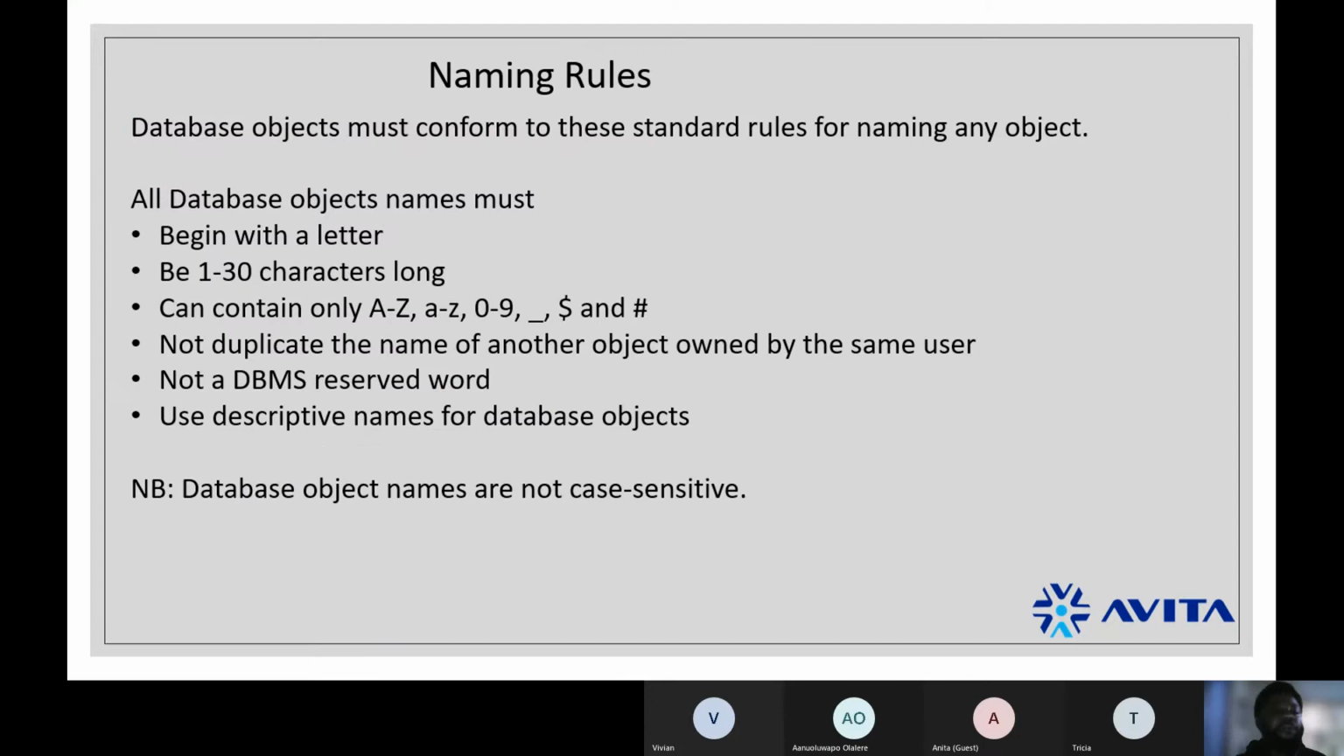Awesome. Naming rules. How do you name an object on the database? If you have been in my R class, or my SQL class before, or in any programming class before, you understand naming rules. Naming an object in SQL follows the same programming order. Database objects must conform to these rules for naming. All database object names must begin with a letter.